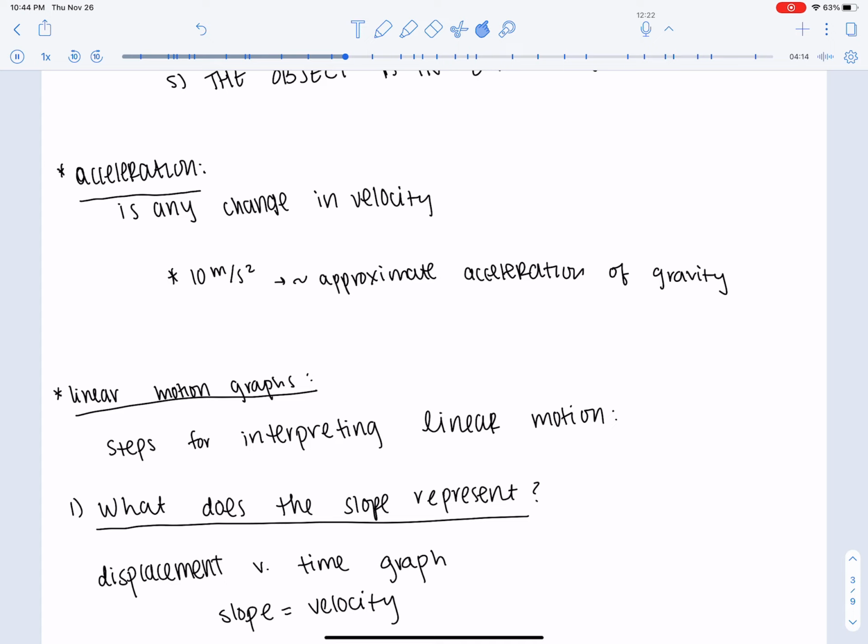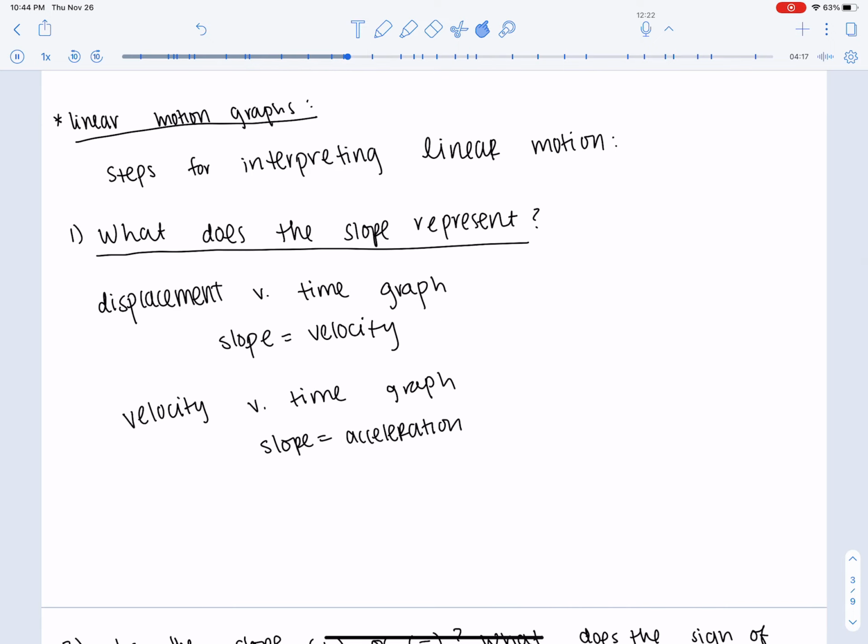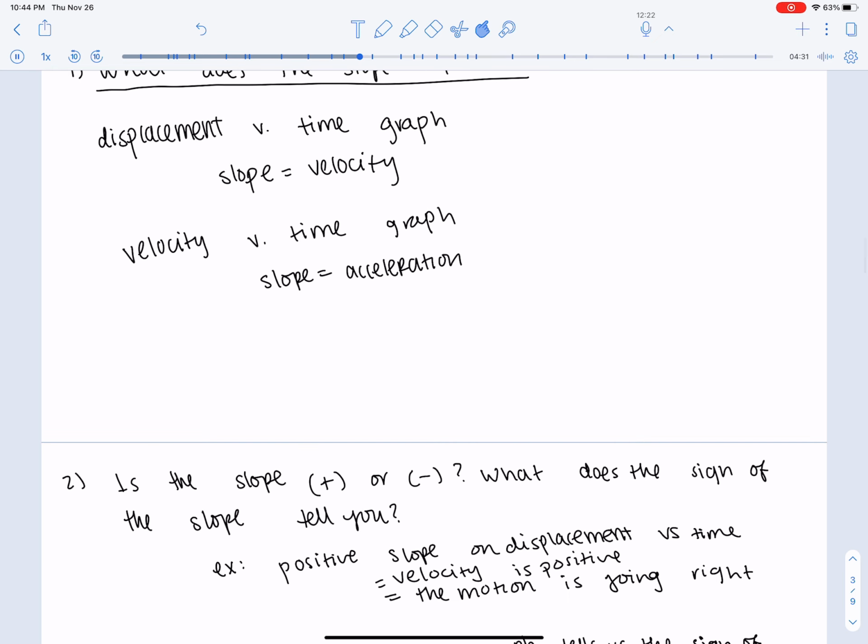Then it talked about the linear motion graphs, and some key steps for interpreting the graphs is that 1, what does the slope mean, which is for example, the slope in a displacement versus time graph, slope is the velocity, and in a velocity versus time graph, the slope is acceleration. For 2, is the slope positive or negative? What does the sign of the slope tell you?